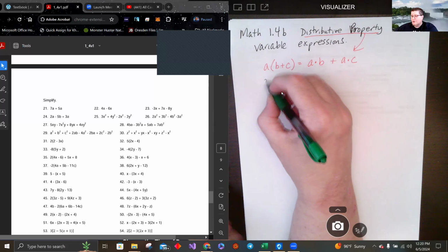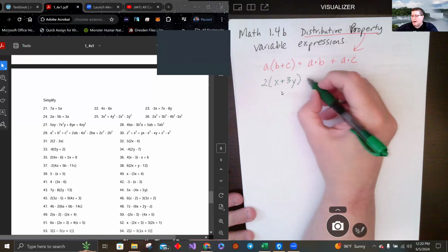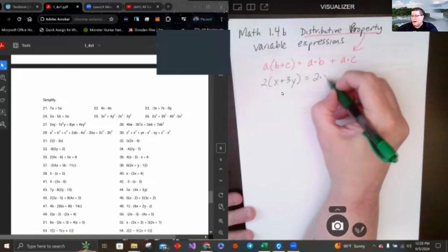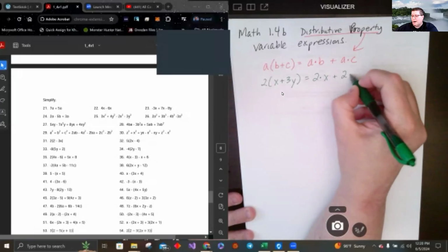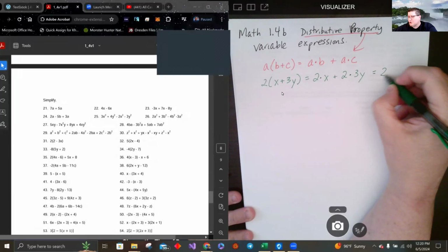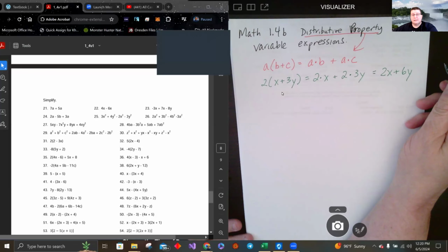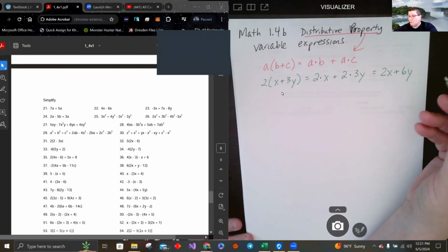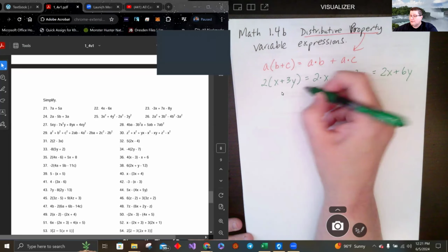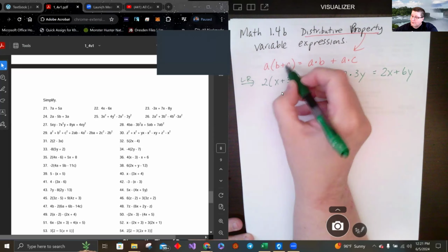I can have 2 times x plus 3y. This becomes 2 times x plus 2 times 3y. And we end up with 2x plus 6y. 2 times 3 is 6. That's going that direction, or we could go the other direction. That's going left to right on our equation.